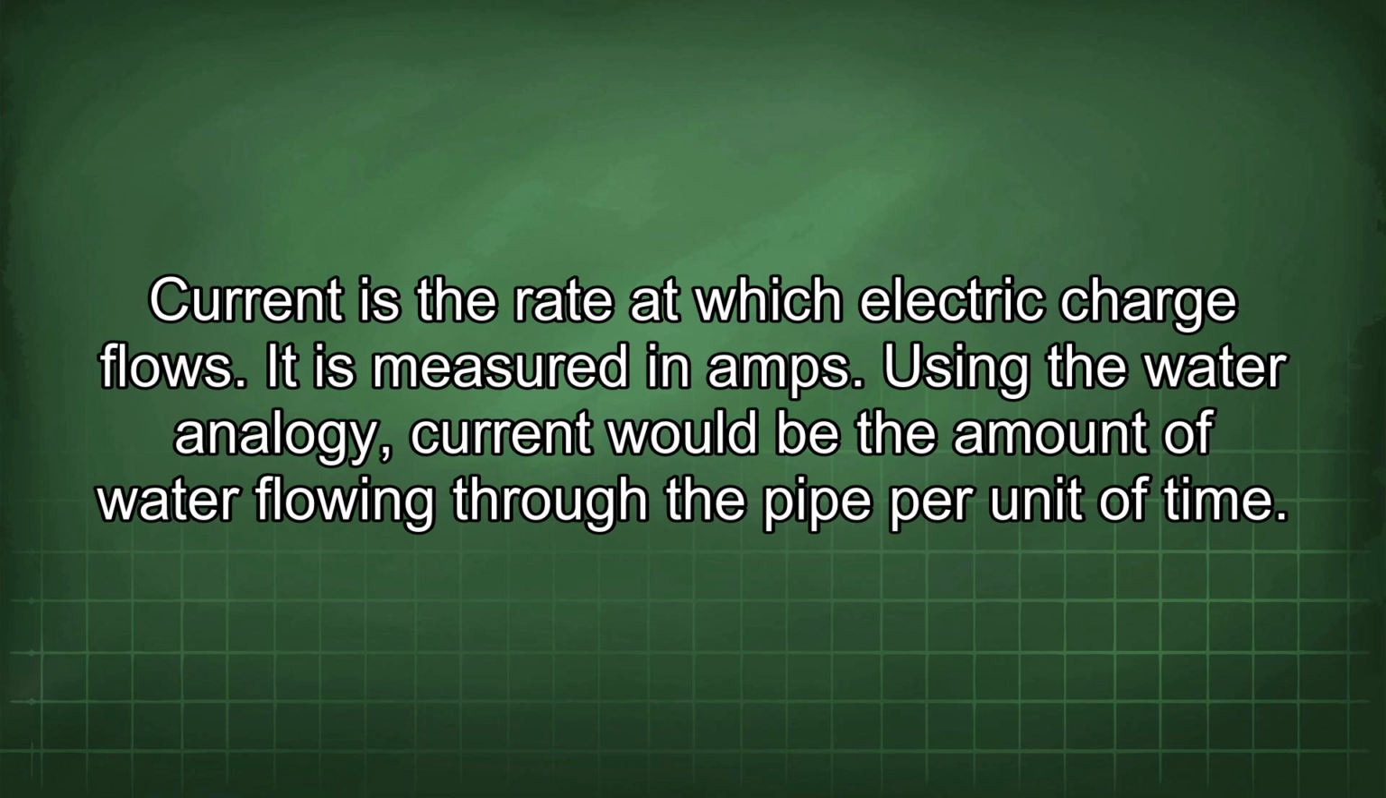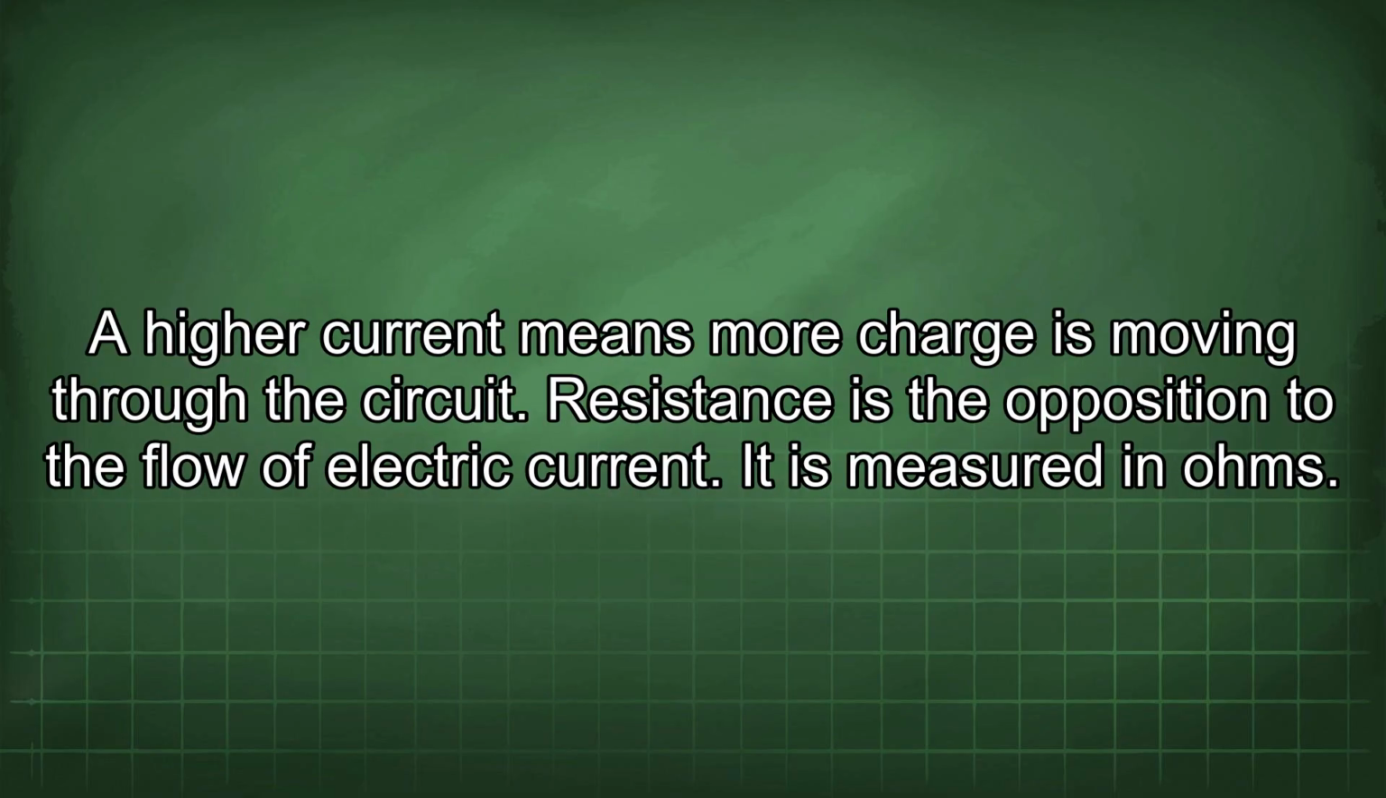Current is the rate at which electric charge flows. It is measured in amps. Using the water analogy, current would be the amount of water flowing through the pipe per unit of time. A higher current means more charges moving through the circuit.